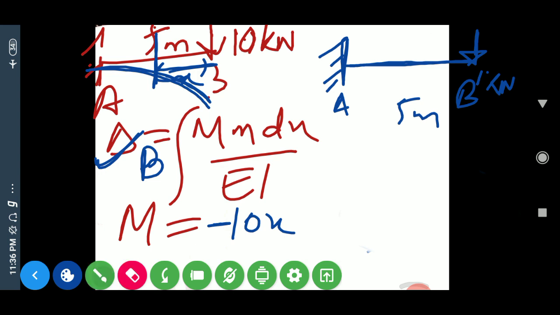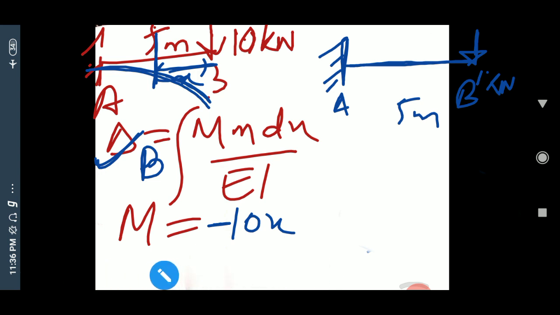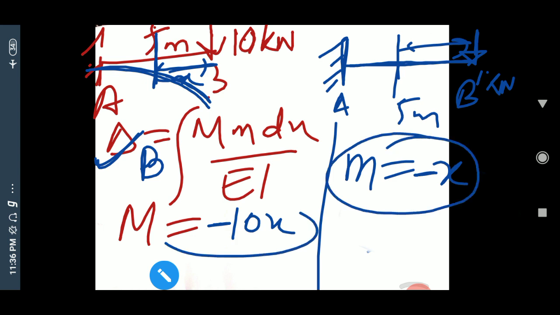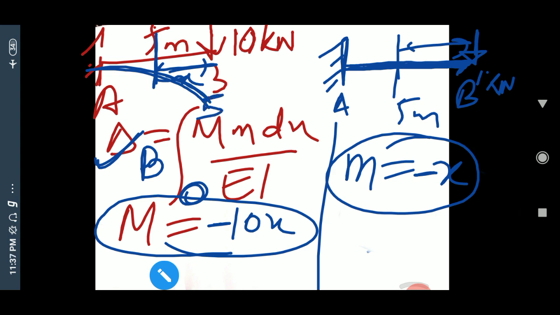After applying this 1 kilonewton at point B, what is the value of small m? At point X, it is minus x. This is the value of small m, and this is the value of capital M that we have obtained. What is the limit of this integration? It will be from 0 to the length of the beam, 5 meters. So it will be from 0 to 5 meters.